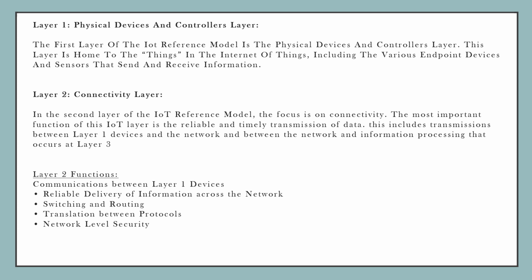Connectivity layer. The connectivity layer is the second layer above the physical layer. The most important function of this layer is reliable, timely transmission of data. This includes transmission between the layer 1 devices and the network, and between the networks and information processing across layer 3. The functions of this layer 2 are communication between layer 1 and layer 3. The first function is the reliable delivery of information across the network, switching and routing, translation between protocols, and network level security.